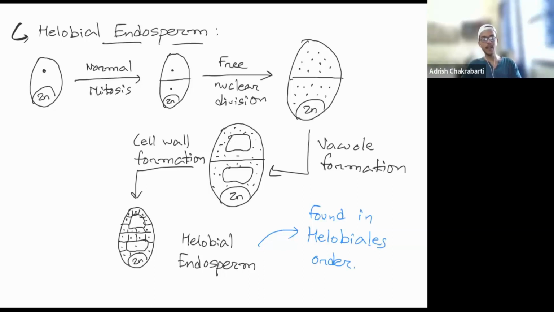Next we classified endosperm based on their method of formation. We observed free nuclear endosperm, where initially the PEN underwent free nuclear division, then followed by vacuolation and at last cell wall formation. Then we observed cellular endosperm, where the PEN underwent normal mitosis, followed by random mitosis. Then we observed the halobial endosperm, where initially we had normal mitosis, then free nuclear division, followed by vacuolation and cell wall formation. So now we have discussed and completed in detail the endosperm formation.